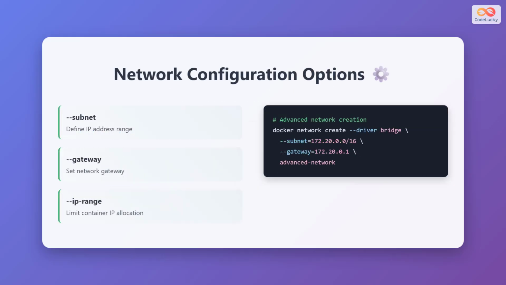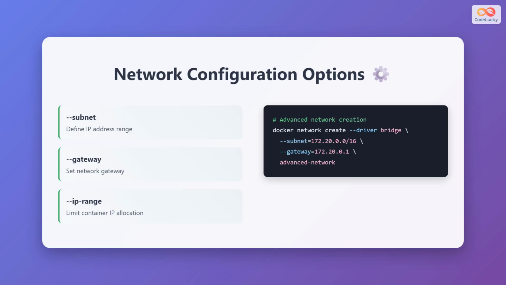When creating custom networks, you can define several configuration options. The subnet option allows you to define the IP address range for the network. The gateway option lets you set the network gateway. The IP range option limits the container IP allocation within the subnet.